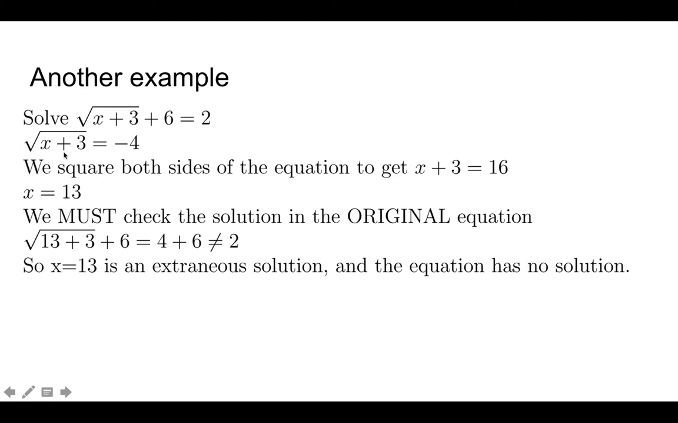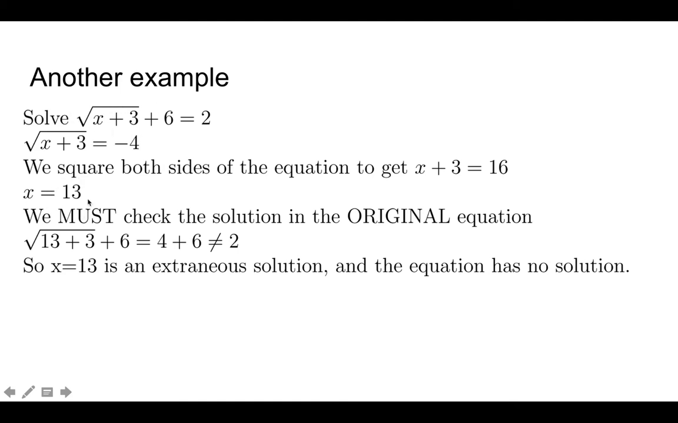Squared the left side. Square root of junk squared is just junk. When I square the left side, I just get x plus 3. When I square the right side, negative 4 squared, I get 16. Subtract the 3 over, we get x equals 13. And we're not done. We have to check that in the original equation. It'll work fine here. If I go right here, yeah, works perfectly fine. Don't care. Have to check it in the original.